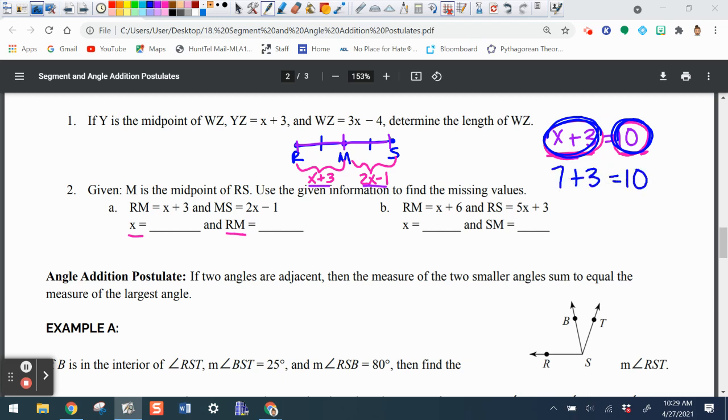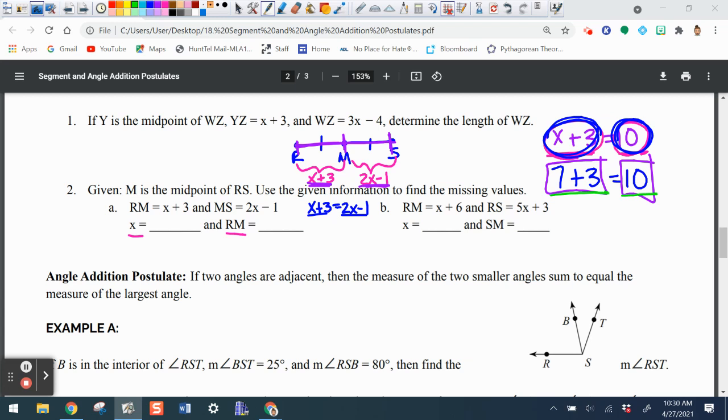So without algebra, hopefully you understand this. This is the same thing as that. So if we believe that the distance from R to M has to be equal or congruent to M to S, we're going to say that this expression has to be the same or equal to that expression. So we're going to make them equal to each other. So x plus 3 should equal 2x minus 1. These are two different expressions that if I put an equal sign between them, I'm showing that they are supposed to equal the same value. Just like 7 plus 3 has to equal 10.